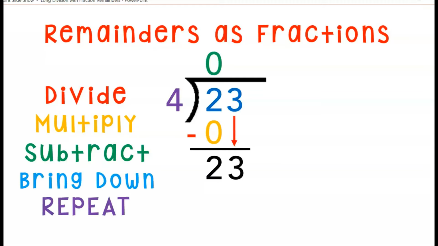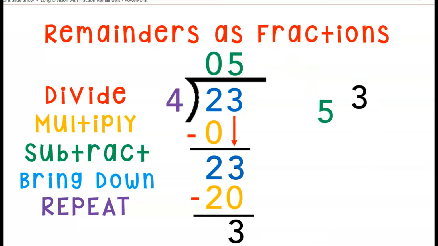So 4 goes into 23 5 times. 5 times 4 is 20. When we subtract, we get a remainder of 3. When we write our answer, we know that the whole number is going to be 5. There were 5 total groups of 4 in 23. And there were 3 pieces left over when I needed 4 to make an additional group.